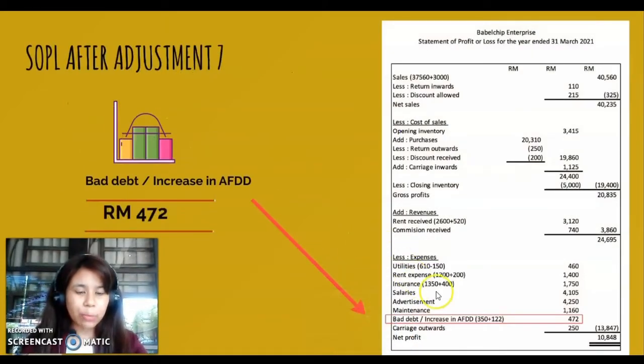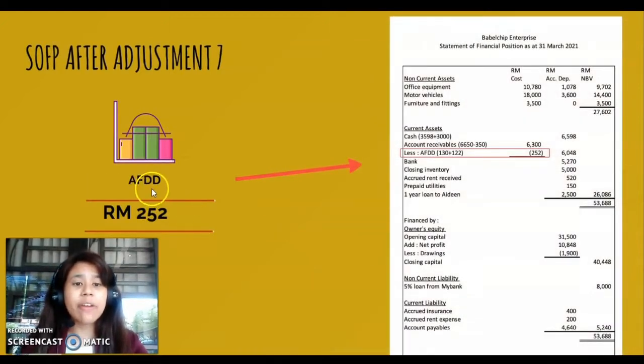What I mean by new AFDD is an updated AFDD by Baba Chip Enterprise now. This is its SOPL, which shows the value of increase in AFDD by 122 ringgit, amounting to 472 ringgit in total. And lastly is the SOFP, which shows the AFDD with its nature to reduce account receivables by 252 ringgit. That's all from me.